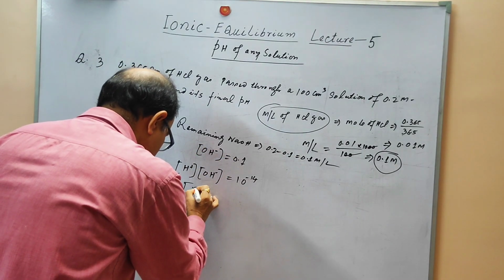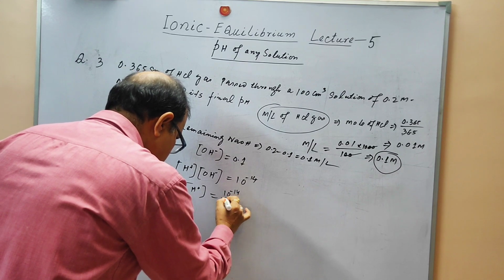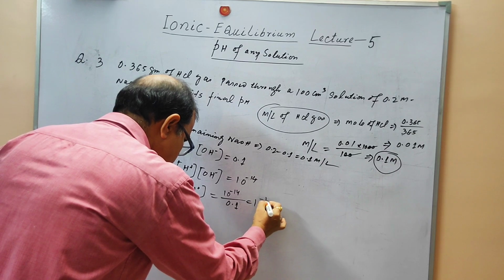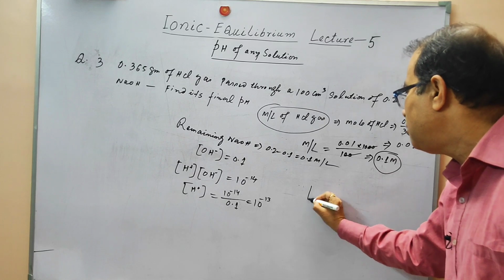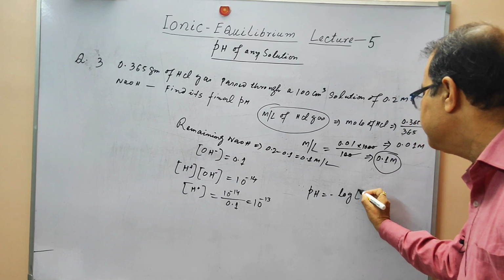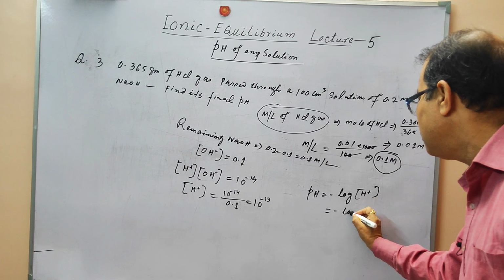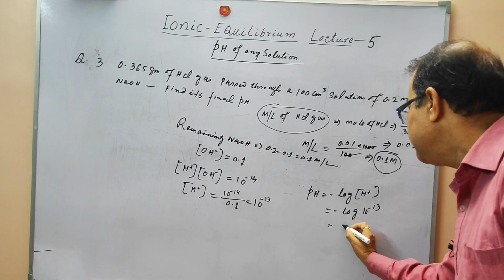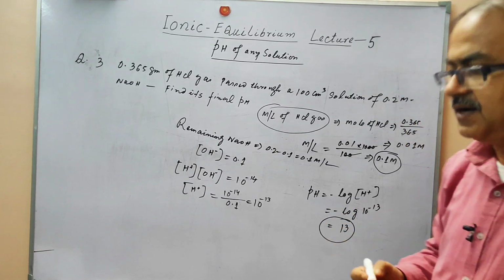So what will be the concentration of H plus ion? This will be given by 10 to the power minus 14 divided by 0.1, and it will be coming around 10 to the power minus 13. So now we are able to calculate the pH. pH of this solution will be, we know, minus log of hydrogen ion concentration. So it will be log of 10 to the power minus 13. That will be given by 30. So pH of the solution will be 30.